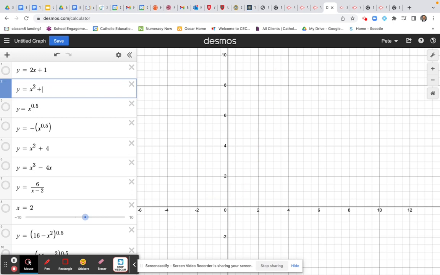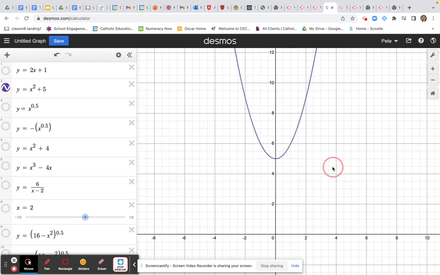And if we put a plus 5 here, suddenly the domain hasn't changed. We can put all values of x in. So the domain is all real x, but what is the range now? The y values that we get are always greater than or equal to 5. We're never going to get anything less than 5, are we? But we're going to get everything that's greater than 5.